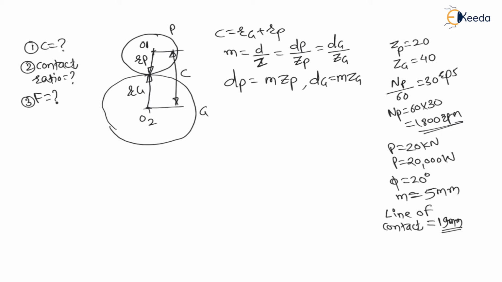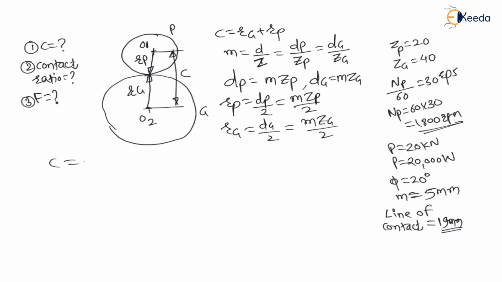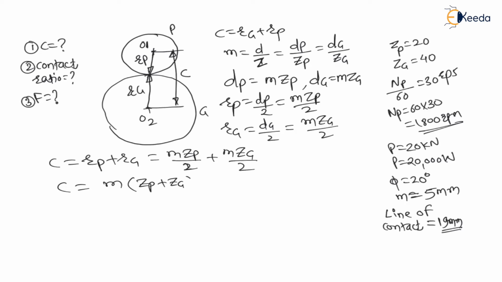Therefore, radius of pinion will be diameter of pinion divided by 2, which is nothing but module times number of teeth on pinion divided by 2, and radius of gear will be diameter of gear divided by 2, which is nothing but m Zg divided by 2. Therefore, center distance is equal to rp plus rg, which is m Zp divided by 2 plus m Zg divided by 2. Therefore, center distance is equal to module times (Zp plus Zg) divided by 2.